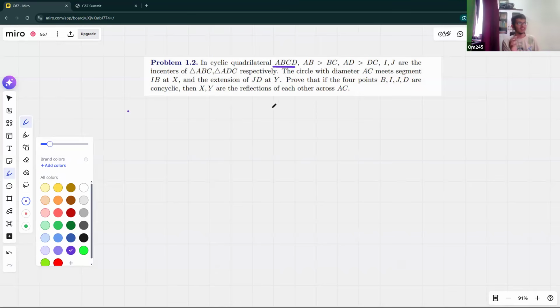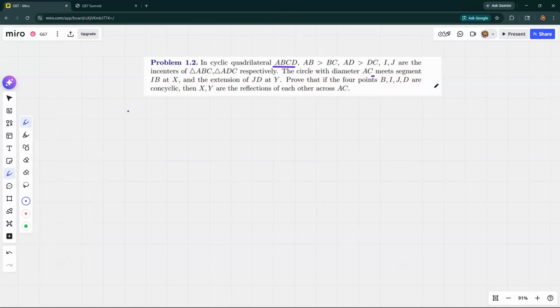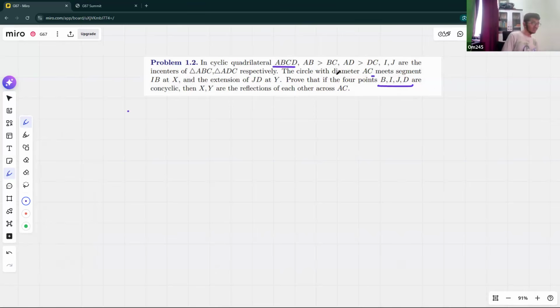So now you get the incenters, and now you have the circle with diameter AC meeting IB at X and JD at Y. And we have that BIJD is cyclic, which is a very weird condition if you look at it first. Given this is cyclic, we want to prove that these two points are reflections of each other. It looks like a pretty interesting problem.